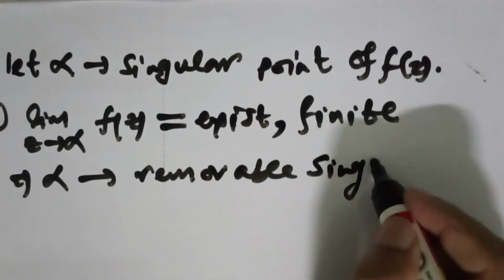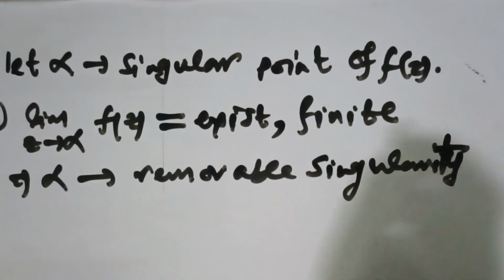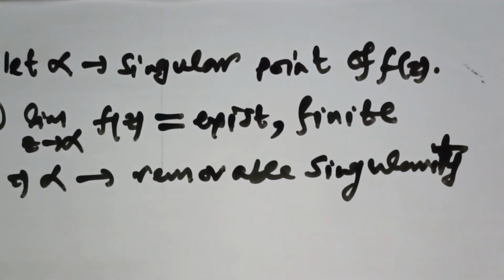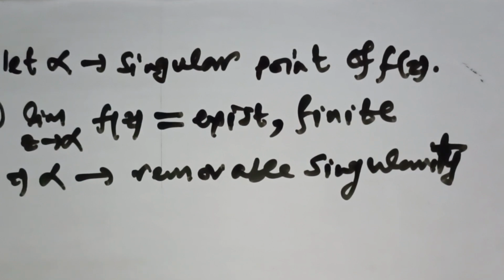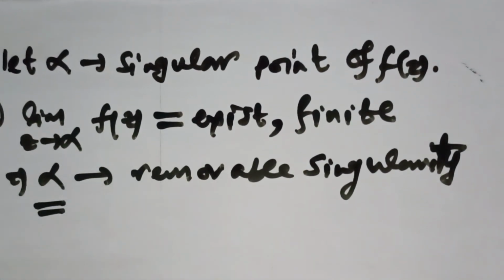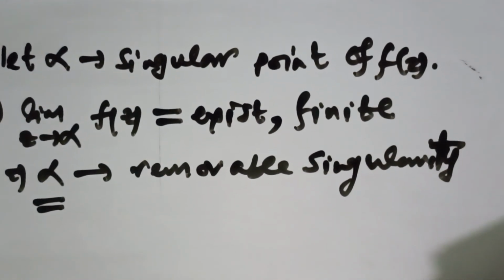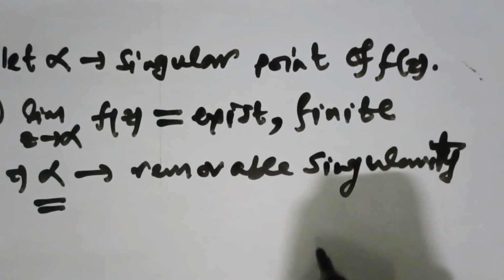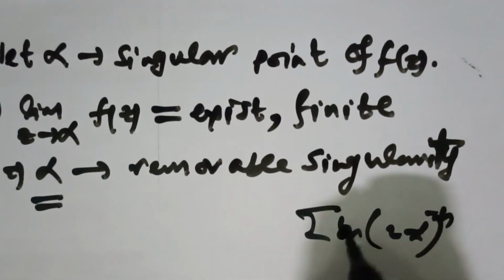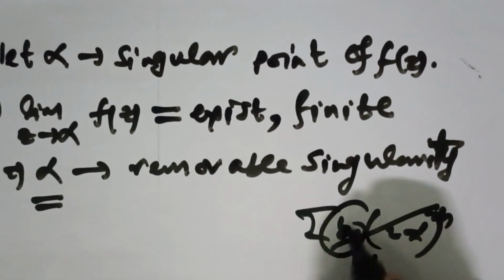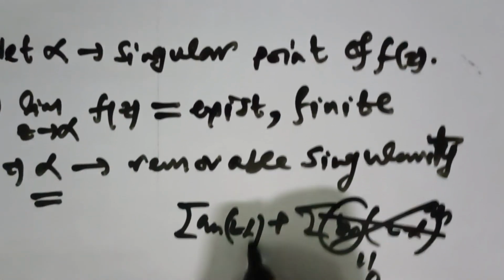Remember this, and this concept comes from the Laurent expansion. As you know, if alpha is a removable singularity, then all b_n have to be 0. If all b_n are 0, the negative part automatically vanishes. In the series form, the negative part, the sum of b_n (z - alpha)^(-n), is not in the expansion. Only the term sum a_n (z - alpha)^n is left.